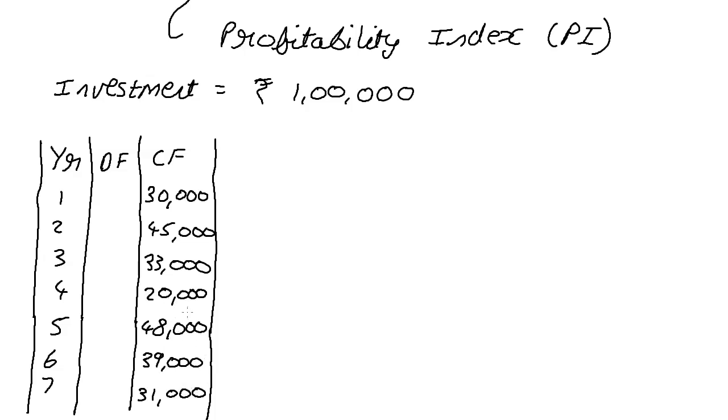Now the point is, money today is more valuable than money tomorrow. So money coming 7 years later is going to be less valuable today. That means 31,000 to be received 7 years later is not worth 31,000 at this point of time. It's going to be far less. And we can calculate that based on something called discount factors.